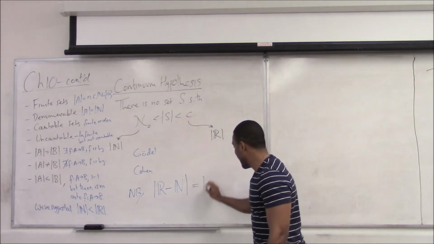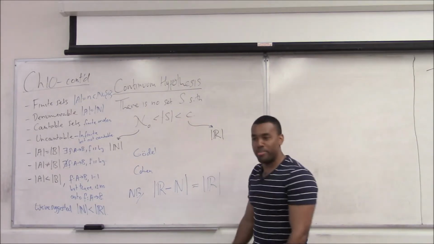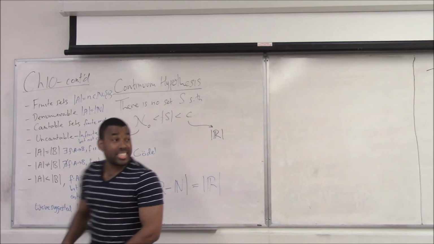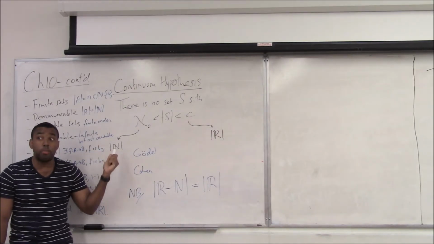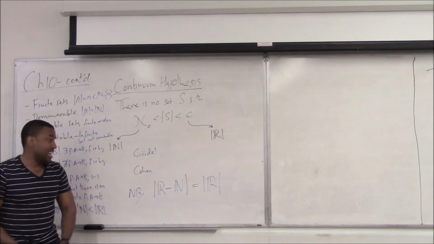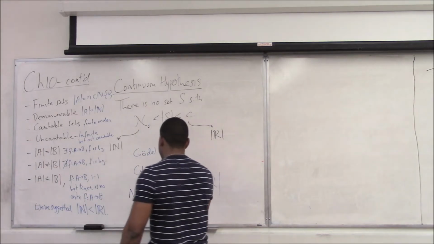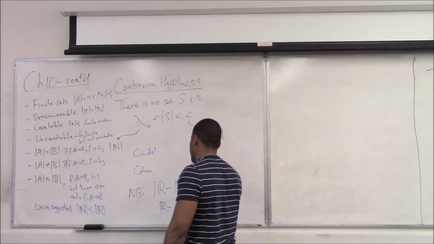Turns out, it made no difference whatsoever. So when I say this infinity is larger than that infinity, I mean larger by a lot, right? I can go to R, and I can throw away all the rational numbers.